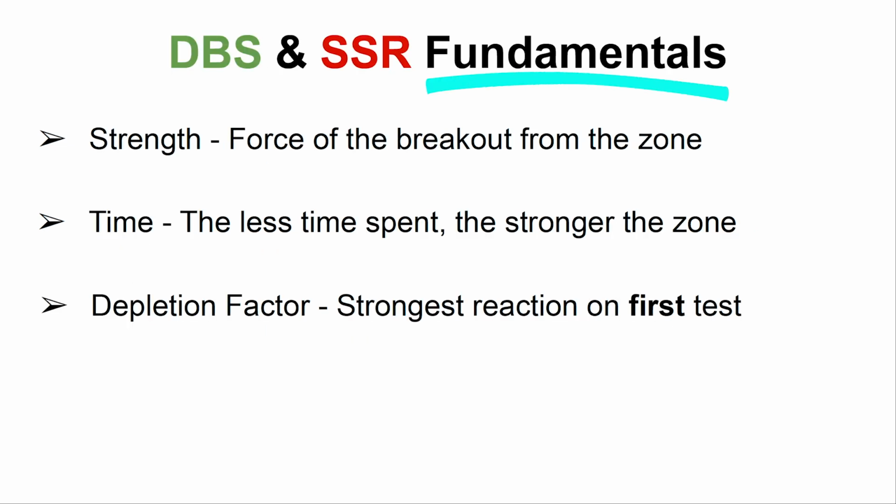There are three important fundamentals to consider when identifying and trading DBS or SSR zones. The first fundamental to consider is strength. Now, the more explosive the breakout from a zone, both in terms of speed and distance, the stronger the zone, obviously. The reaction needs to be obvious enough to be considered significant.